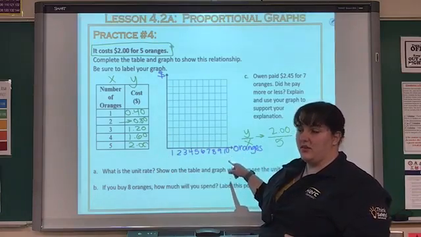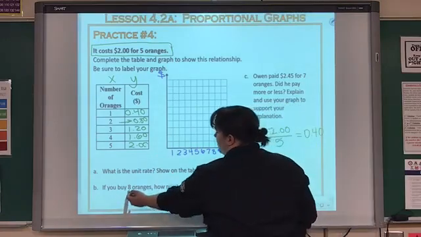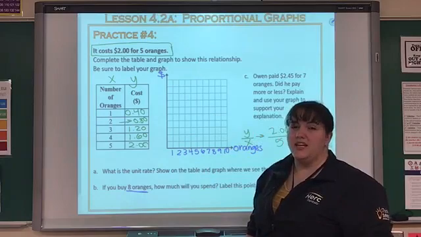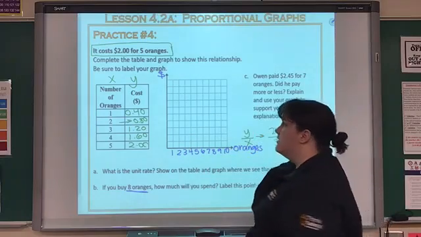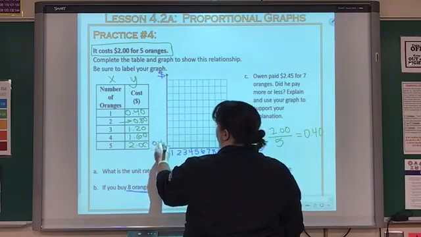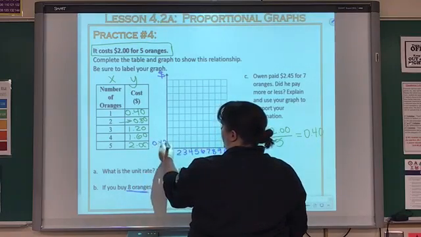We have way more than 5 oranges as a possibility down here, okay? Another thing, if you're looking ahead, is we want to figure out what happens if we buy 8 oranges. So we need more than 5. So the best way to do this is labeling it by 40 cents for each line right here.